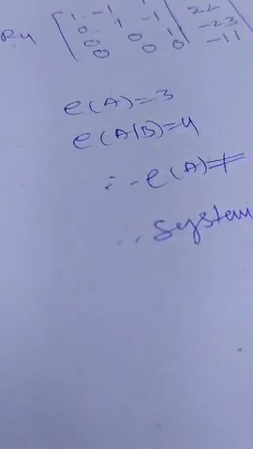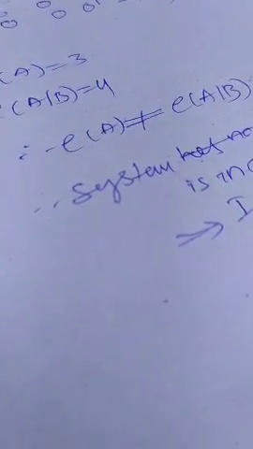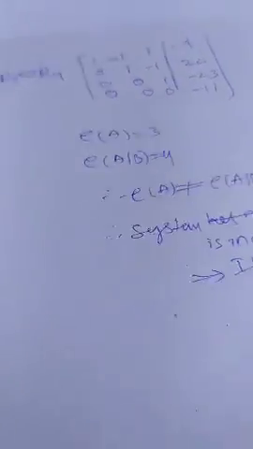This is the procedure to check whether the system has a solution or not. If it is inconsistent, you can directly write no solution. If it is consistent, find the solution. So based on this, you solve the exercise problems.